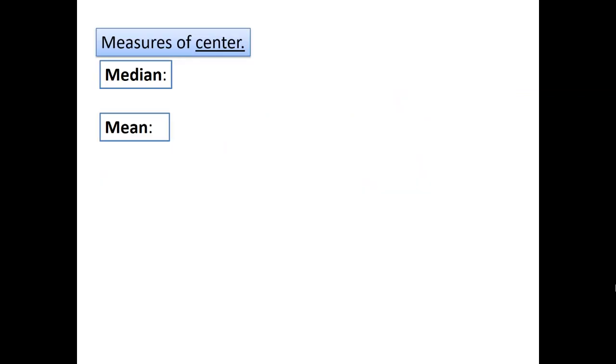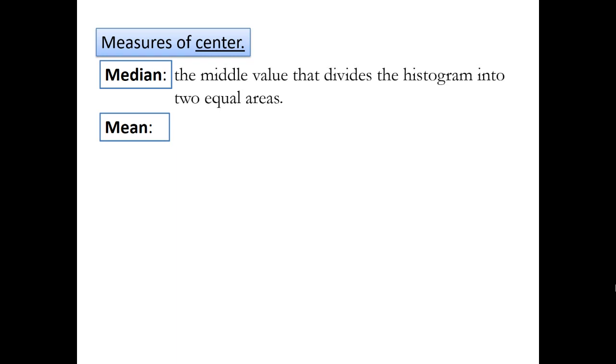So first thing is we have our measures of center. First one is our median, which is simply the middle value. This is a value that would divide the histogram into two equal areas, so that if our median has 5 entries to the left of it, it'll have 5 entries to the right. We find it by putting all of our numbers in order, increasing or decreasing. We find the value that's just the middle value. It has the same number of entries to its left and to its right.